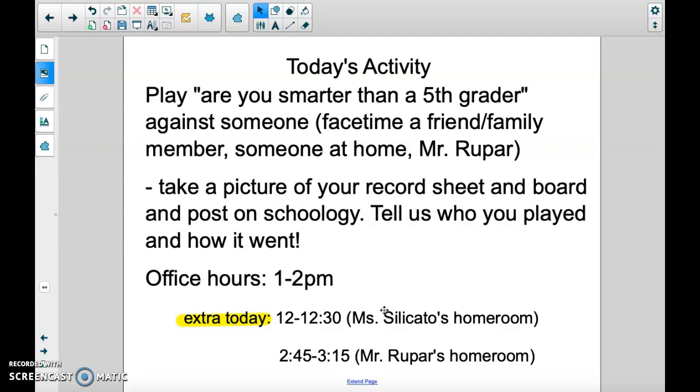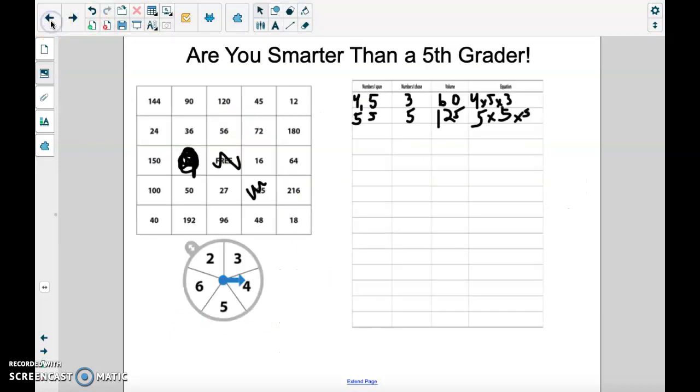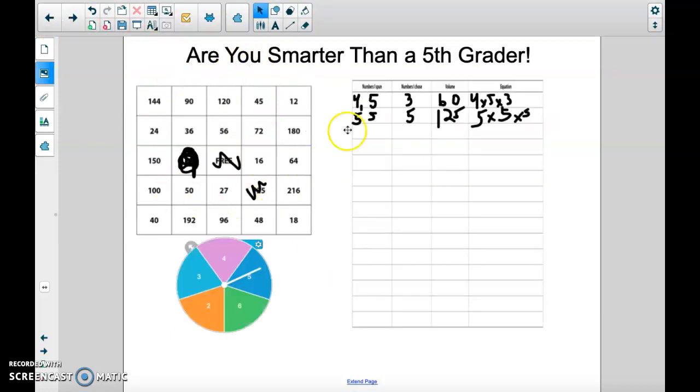Let's real quick talk about what you need for this game. Okay, you need the board, you need the record sheet, you need a spinner. Now, the board and the record sheet I have put on Schoology. I also put a challenge version up. So if you're like, you know what, these numbers are kind of weak, I really want to test someone out at home, see if I really can beat somebody, I'm going to use the challenge board, okay?